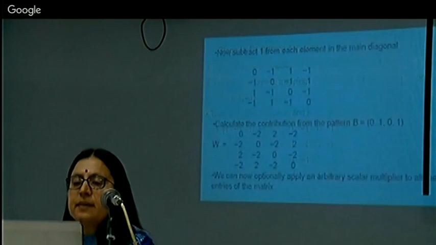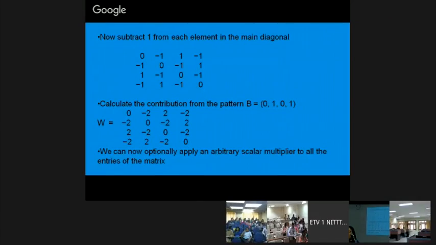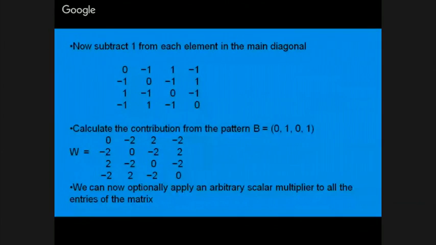Say the second pattern is 0 1 0 1. Now I have already said that the output of each neuron is connected to every other neuron, but it is not connected back to itself. So W11, W22, W33, W44 will be 0. So that is what is shown in the weight matrix, that all elements along the diagonal are 0.